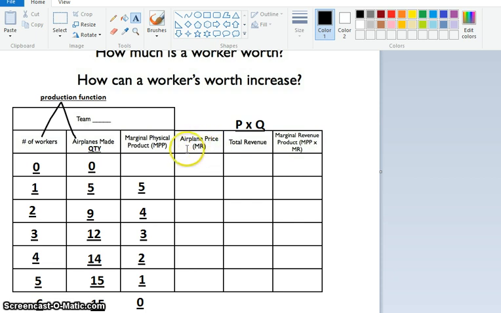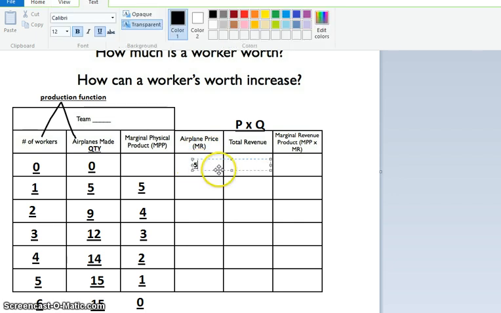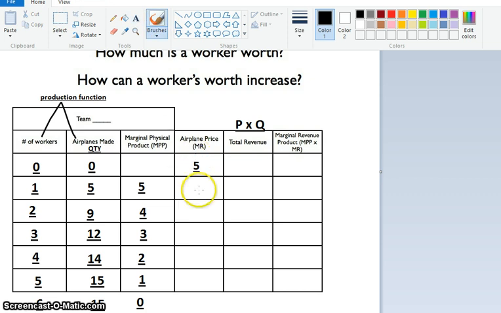We're going to assume that this firm operates in a perfectly competitive industry, which means that what's going to be true about the price? Well, it's going to be the same regardless of how many units this firm produces or consumes here. So 5 will go for all of these. So I'll just draw a little line down. It's 5 all the way to the bottom.